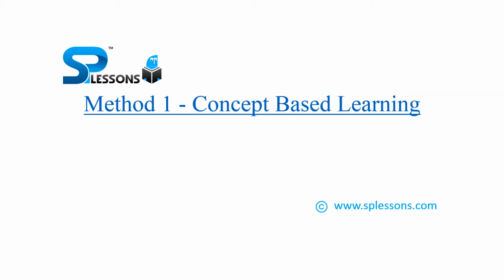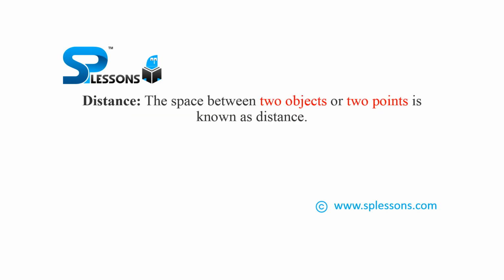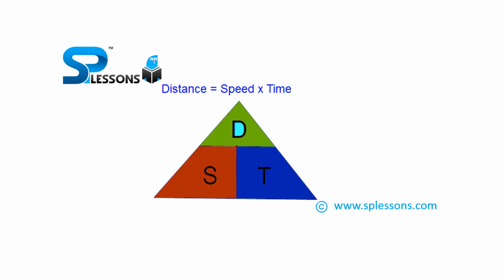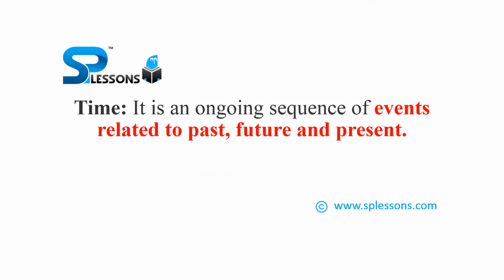We can solve this type of time and distance problems by using several methods, but today I'm going to provide method 1, that is concept based learning. So what is all about distance? The space between two subjects or two points is known as distance. So the formula is distance equals speed into time. When we multiply speed with time, we will get distance.